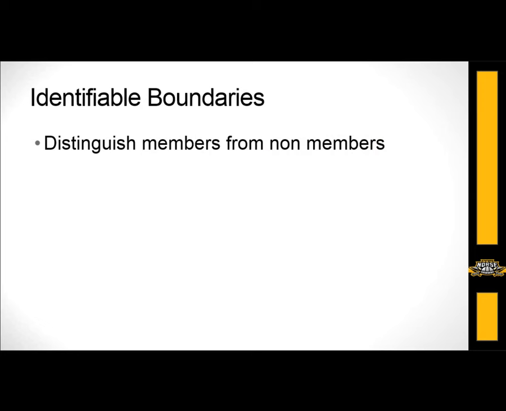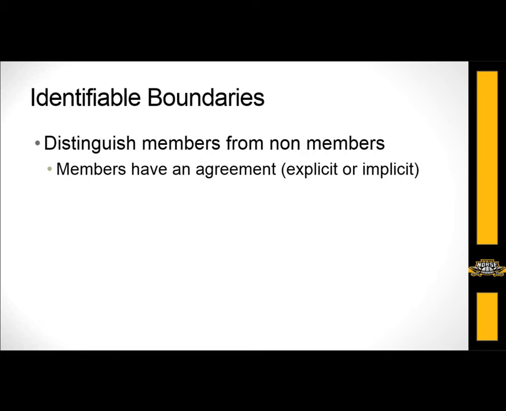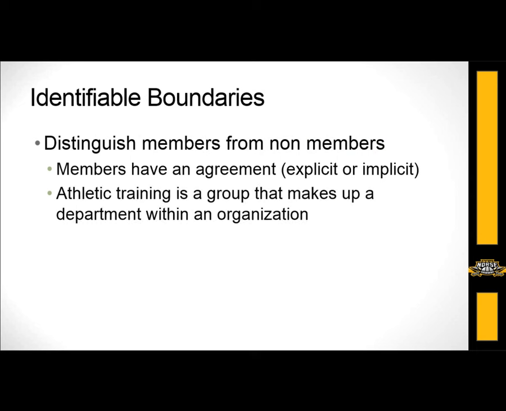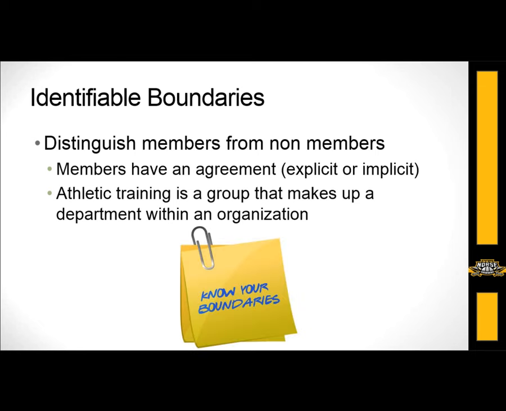Identifiable boundaries. This is what's going to help distinguish the people in that organization and the people that are not. So, members in that organization have an agreement, whether that's explicit or implicit. The athletic training group is a group of people that make up a department in that organization. So, we know what our boundaries are and what defines us from the people that aren't in our group.